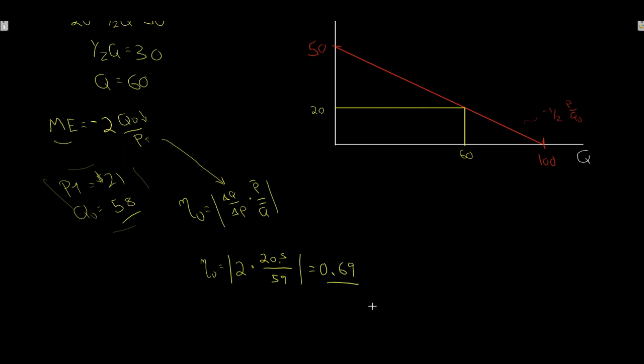So in that case there, I'm less than 1. I am inelastic. That is, I am not very sensitive to a change in my quantity demanded. Sorry, totally backwards. My quantity demanded is not very sensitive to a change in my price. That is, every 1% change in my price gives me a 0.69% change in my quantity demanded. Price changes more than quantity demanded does.